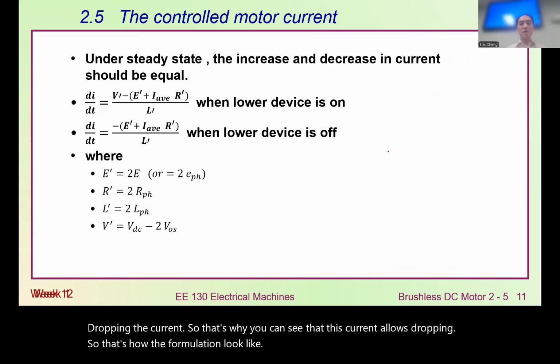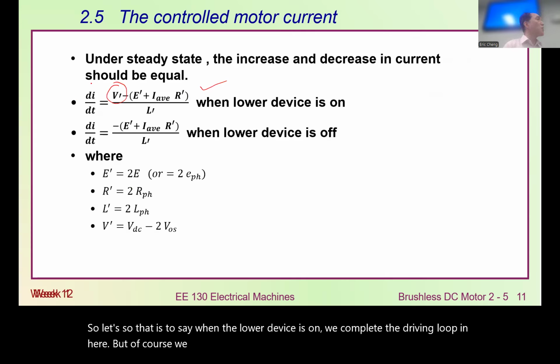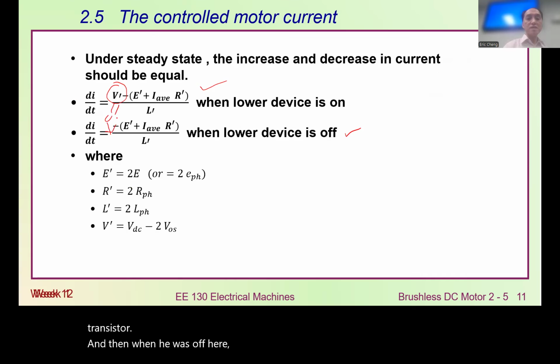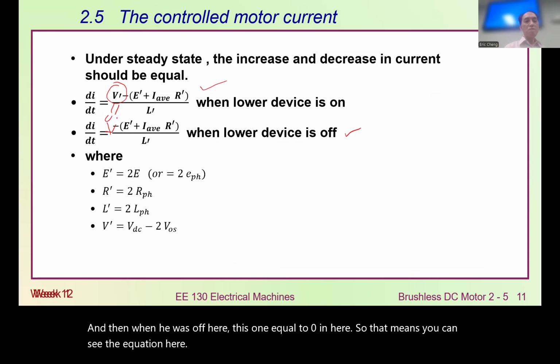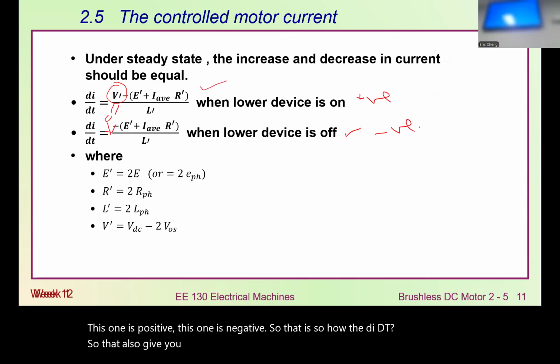That is to say, when the lower device is on, we complete the driving loop in here. But of course, we use V dash here, meaning the voltage drop after the two transistors. And then when U is off, this one equals 0 in here. So you can see the equation here. This one is positive, this one is negative. That is how the dI/dt changes, and that also gives you the ripple. Later on, we will also calculate the ripple.